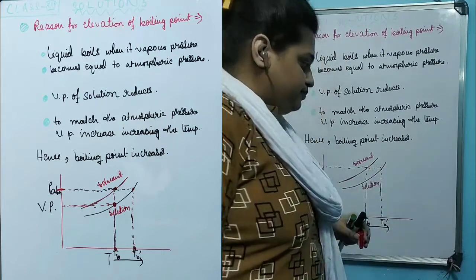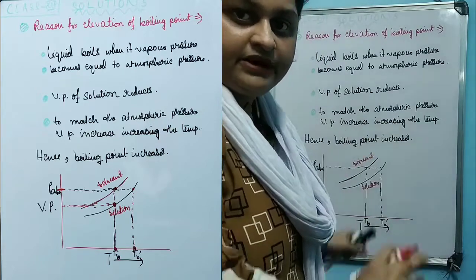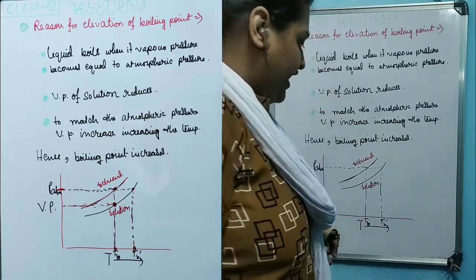These are experimentally observed graphical plots. Now what is the observation that you can have?